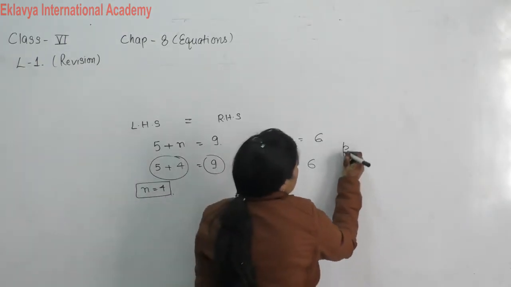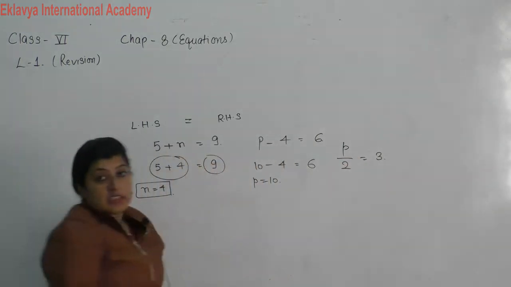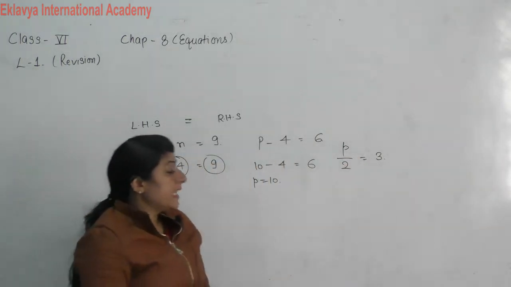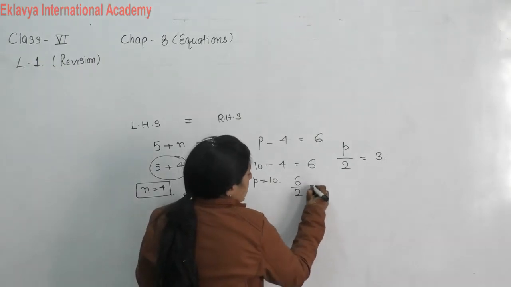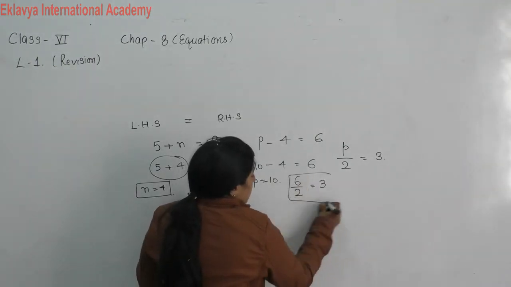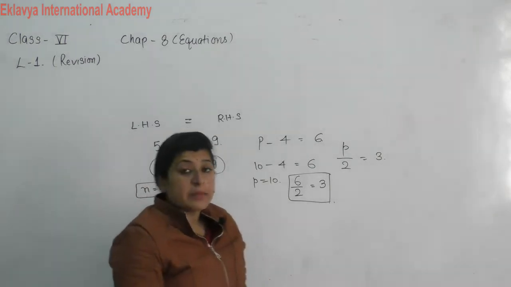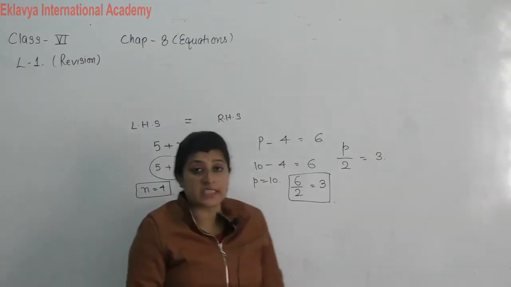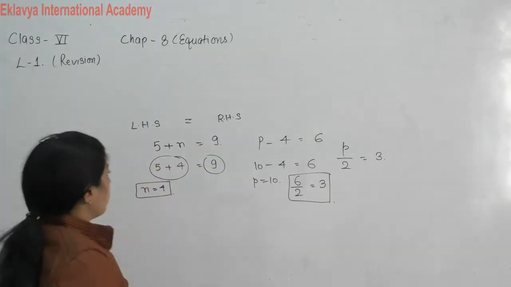Similarly, suppose I write down P by 2 is equal to 3. Then what should be the value of P here? Then we can take 6 by 2 is equal to 3, so that your LHS and RHS become equal. It means P is equal to 6 is the solution of this equation.